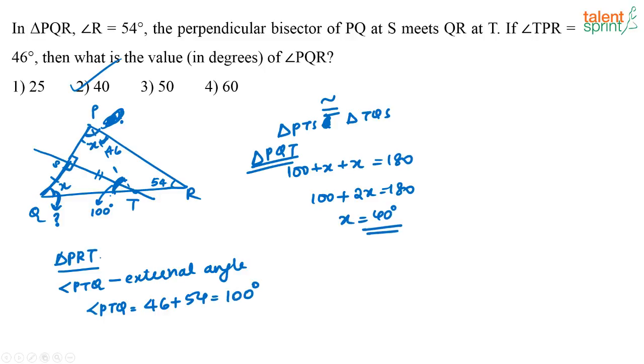Then I understand that these two triangles are congruent triangles, because using SAS congruency, these two triangles are congruent. Once I know that, if I consider this big triangle PQT, I can say that if this is x, this is also x, because they are congruent triangles. So the angles should all be the same. So I can say 100 plus 2x is 180, or x is equal to 40.